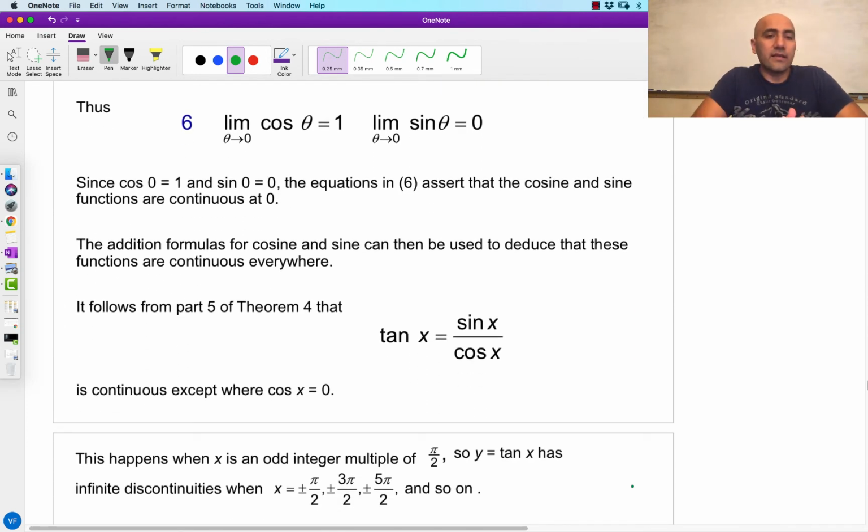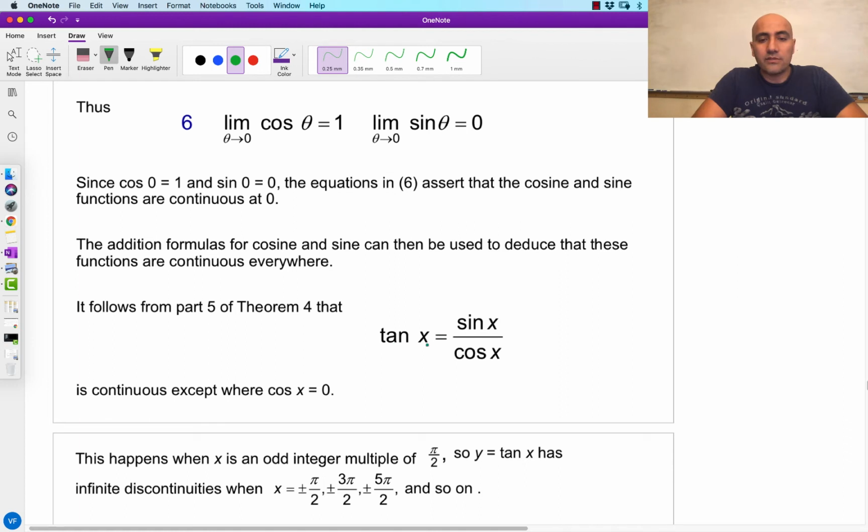Since cosine of 0 equals 1 and sine of 0 equals 0, the equations right up here in 6 assert that the cosine and sine functions are continuous at 0. The addition formulas for sine and cosine can then be used to deduce that these functions are continuous everywhere. It follows from part 5 of Theorem 4 that the division of two continuous functions is also going to be continuous everywhere except maybe where the denominator equals 0.